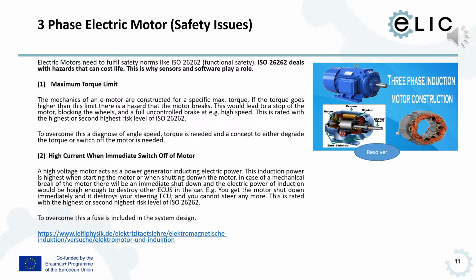Now imagine that you have this kind of immediate switch off, a high current, and the fuse not working, which should protect against creating the short circuit for the other ECUs in the car, and it would destroy the steering control unit and also the steering lock control unit, which would mean it would put the steering lock in while you drive, and you cannot steer anymore, even if you drive at, let's say, a medium or high speed. So it's very safety critical, such a situation.